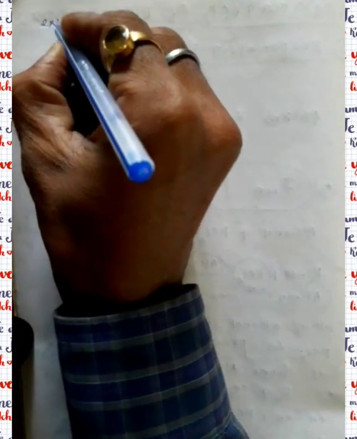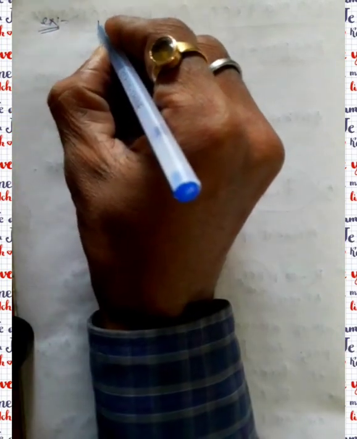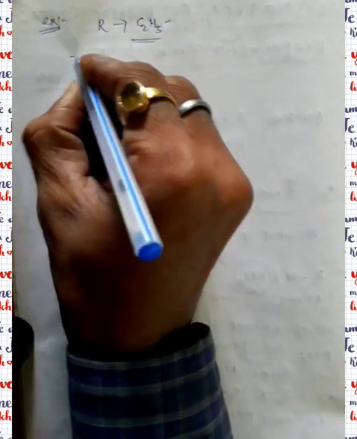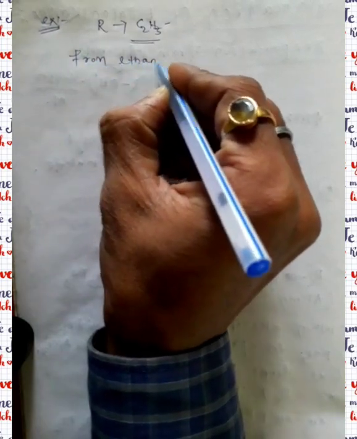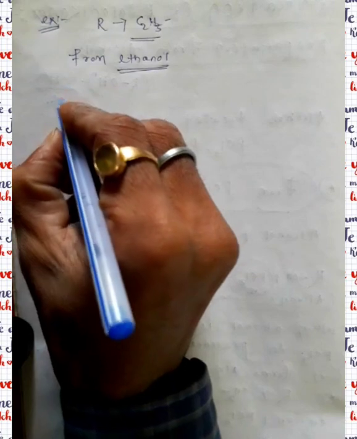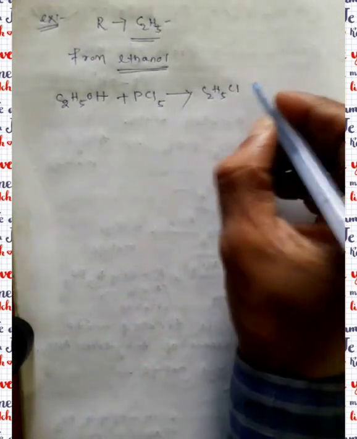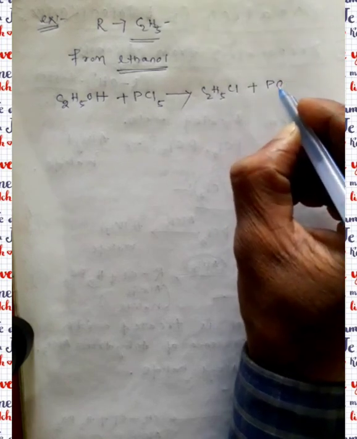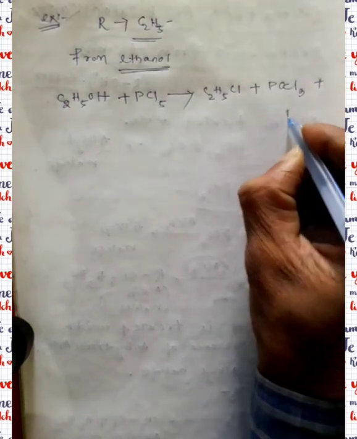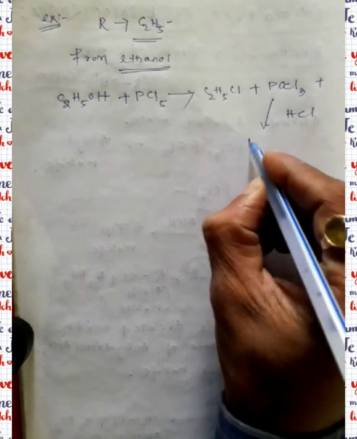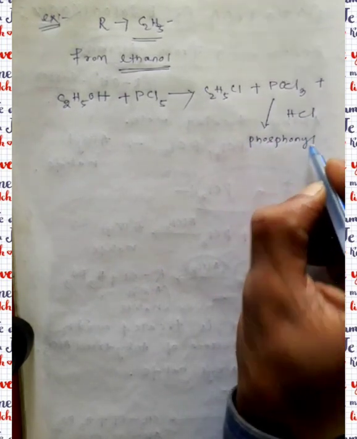Let's take an example of this reaction, phosphorus pentachloride. Let R be C2H5, from ethanol. How do we prepare alkyl halide? C2H5OH plus PCl5, then it forms C2H5Cl plus POCl3 plus HCl. This is phosphoryl chloride.